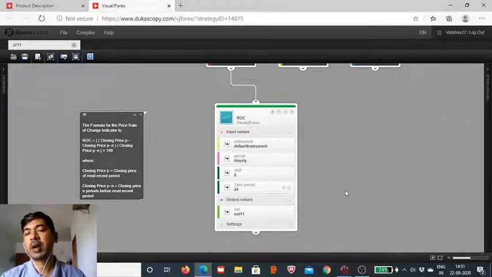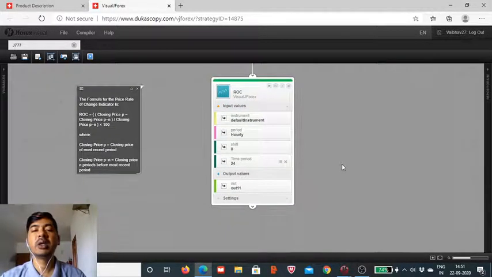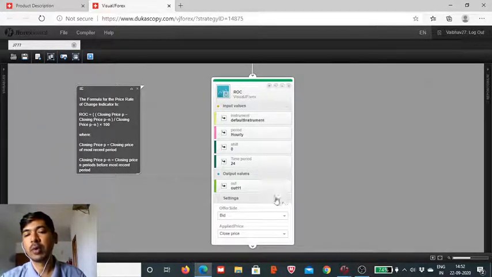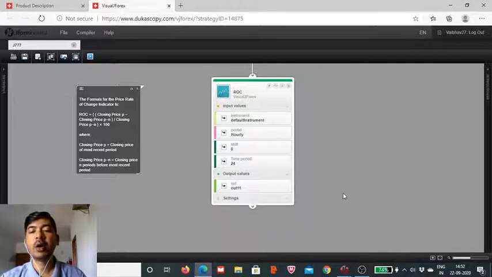So here, for example, we change it to 24, and now the output value we will be getting is going to be the ROC of the USD JPY of 1 hour each for the last 1 day, 24 hours, and it is going to be calculated on the bid side.